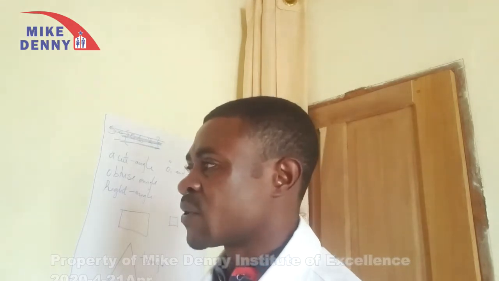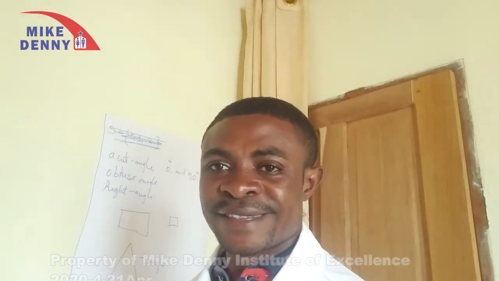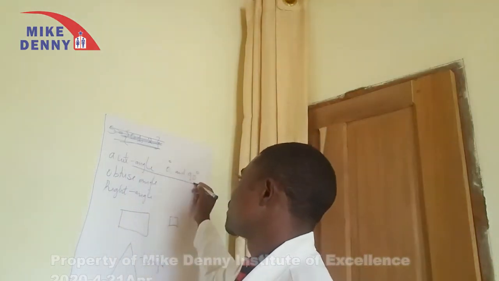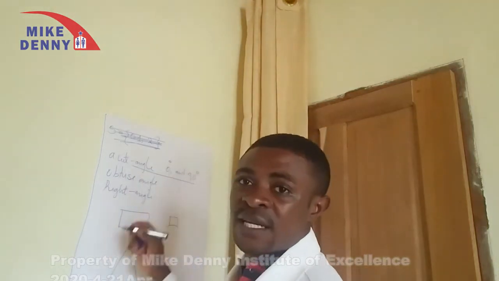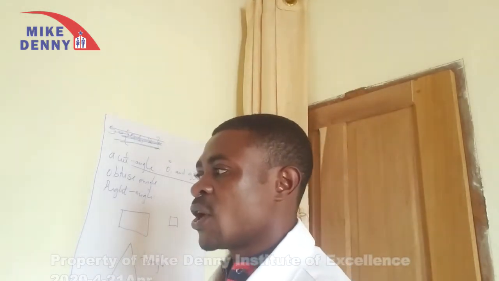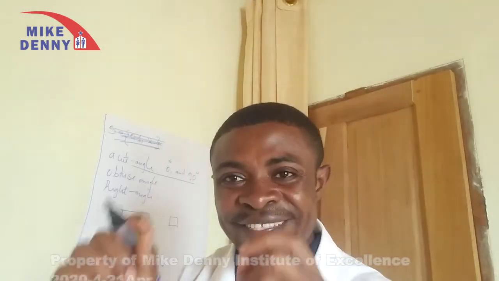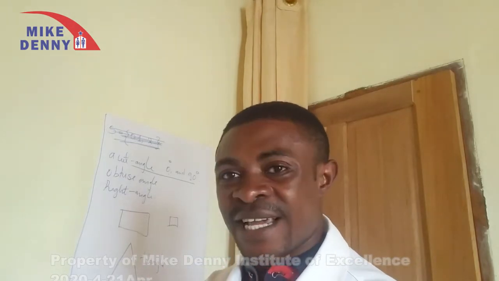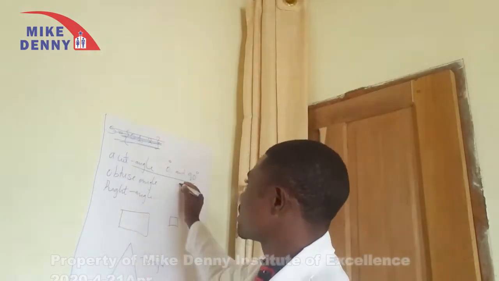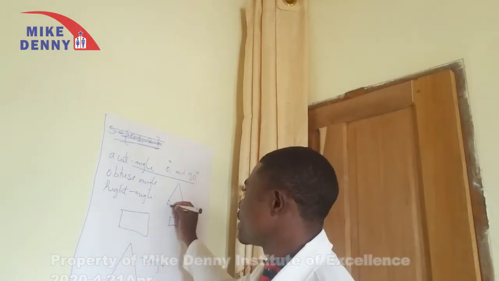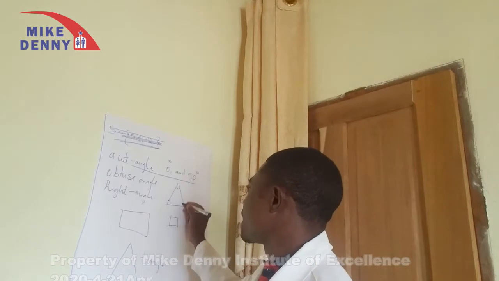The different types of triangles include, 1, the acute angle triangle. Recall, we talk of acute angles, greater than 0 but less than 90. Now, an acute angle triangle is a triangle in which each of the angles inside is less than 90 degrees. It's less than 90 but greater than 0. So I can draw a triangle like this that has different angles. These are the angles inside.